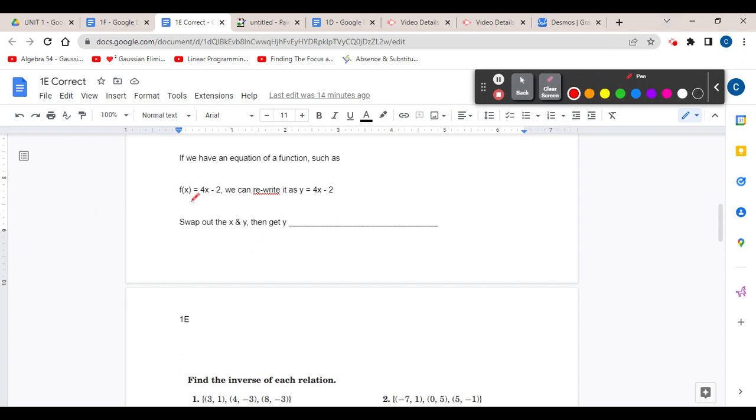So here we have f of x equals 4x minus 2. For inverses, I don't like using f of x. I'd rather just use y because it's easier and less messy. So we have y equals 4x minus 2 as our original function. The inverse of this function is x equals 4y minus 2.